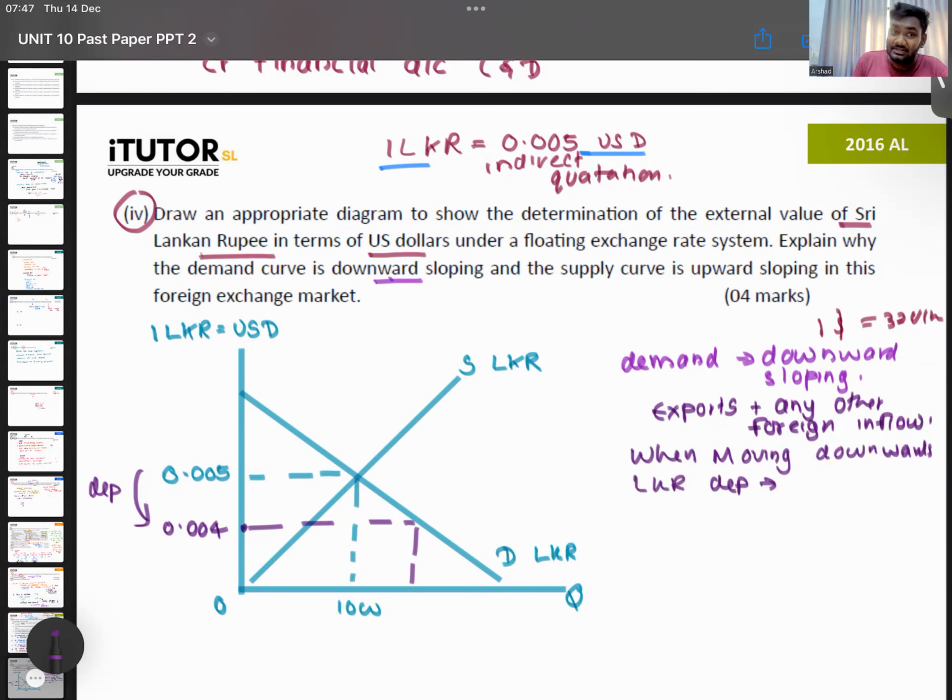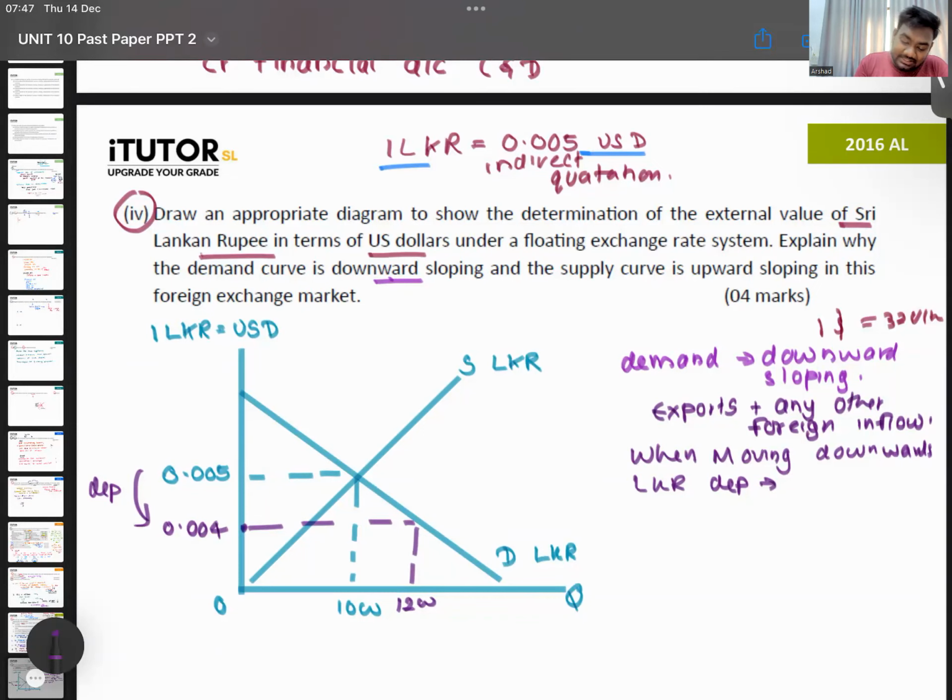As a result, what happens? Exports become cheap. So there is more demand for the rupee, no? When the rupee is cheaper, when the dollar is 0.004 rupees, then people would love to buy our exports. That's why the QD is high.